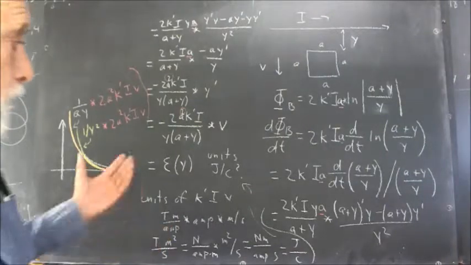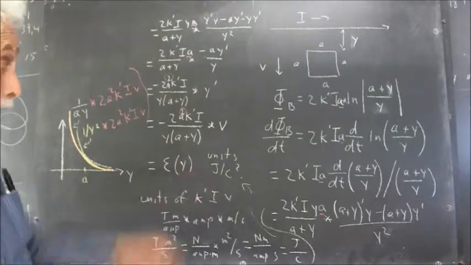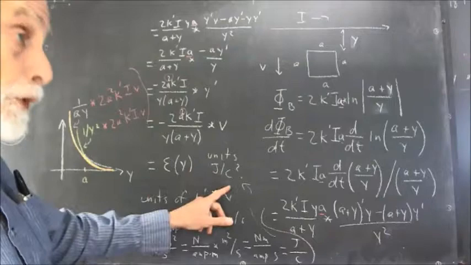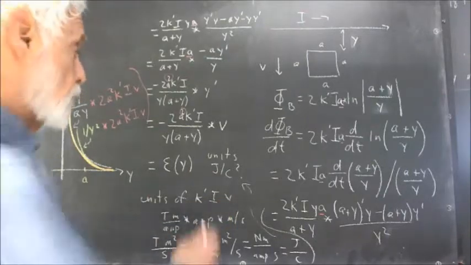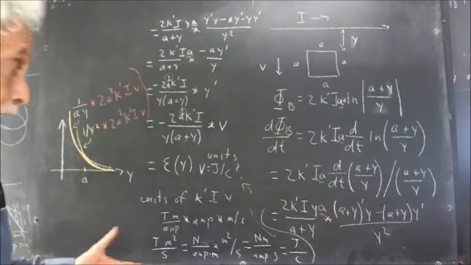Now we want to talk about interpretation of our solution. First thing we really want to do is check out the units of this solution to make sure that the units come out in volts, or joules per coulomb. So units should be volts equals joules per coulomb. Is that the case?